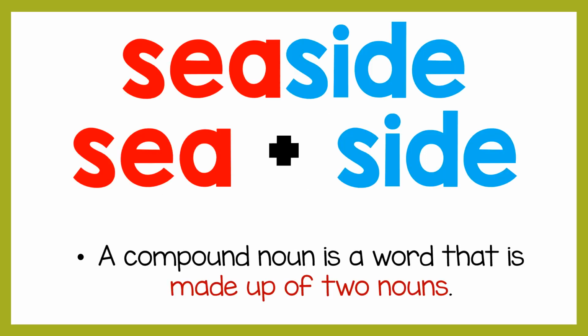Let's look at the word seaside. Now I've used two different colors, red and blue, to help you see and understand it better. Sea is one word, side is another word. Then we plus them together, or we gabung them, it becomes one word, seaside. So that is a compound noun. Two words become one.